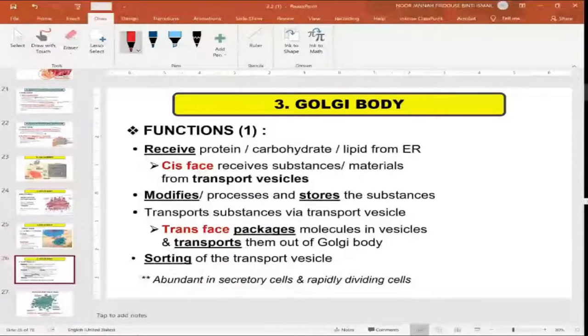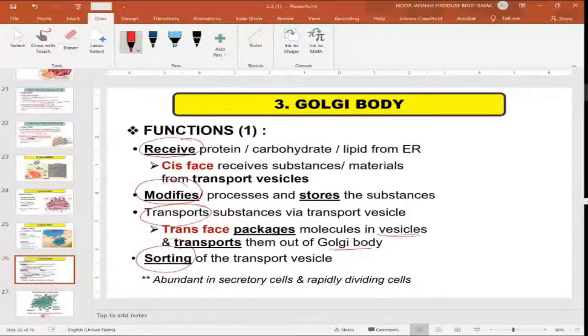So now the function. Golgi body receive, modify, sort and transport. Ni empat ni kena ada. Receive protein from ER, protein or carbohydrate or lipid. Okay, the cis phase receive the substance from ER and then the substance will be modified, processed, and then it will be transported by the trans phase, package in a vesicle and will be transported out of Golgi body.